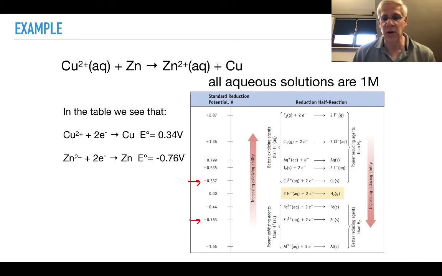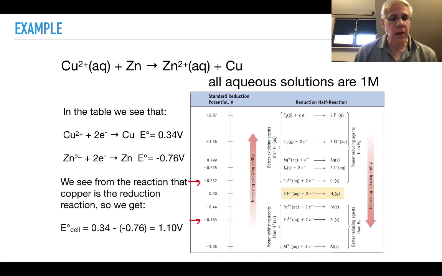You do have to be careful about some things. For example, this copper 2 plus plus 2 electrons going to copper. In a more extensive table, you'll see copper 1 plus plus an electron going to copper metal. You will also see copper 2 plus plus an electron going to copper 1 plus, and that will have a different reduction potential. So you always want to make sure that you look up the appropriate reaction.